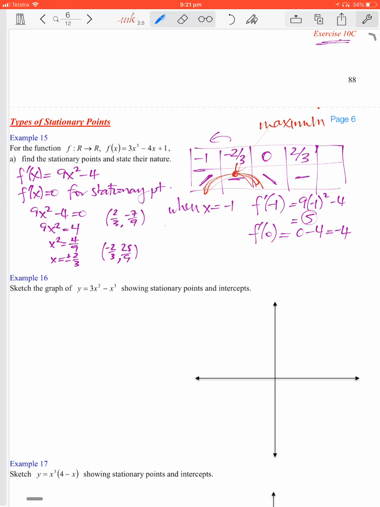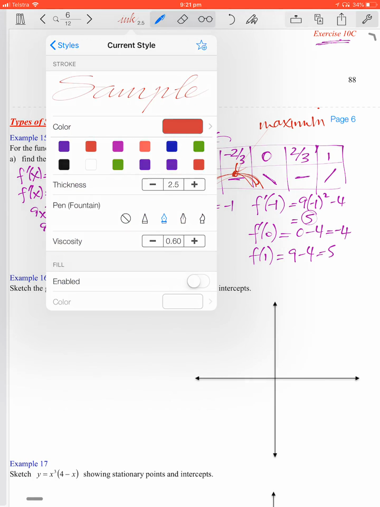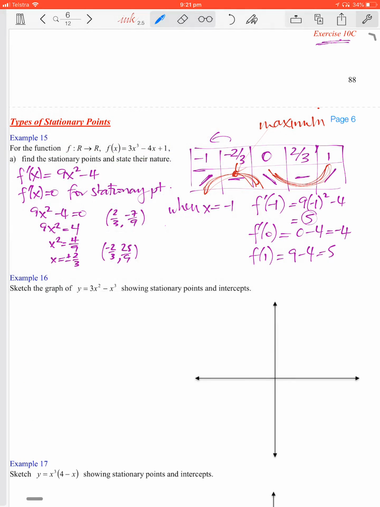Now if we find f dash of 1, a point to the right of this, if I put a 1 into that, I get 9 minus 4 again, which is 5, so it's got a positive gradient. So this point here is a minimum. We know this point here is a minimum, because it corresponds to 2/3, and this point here is a maximum, because it's curving downwards.